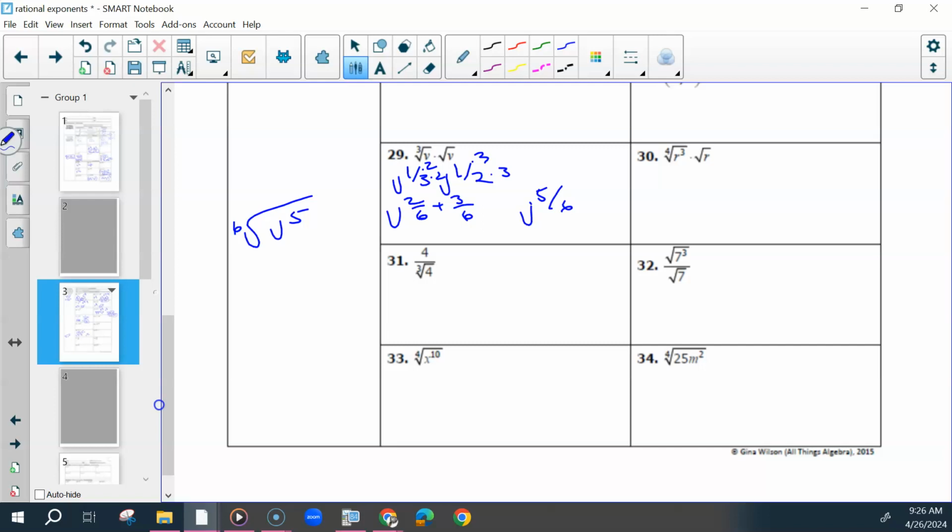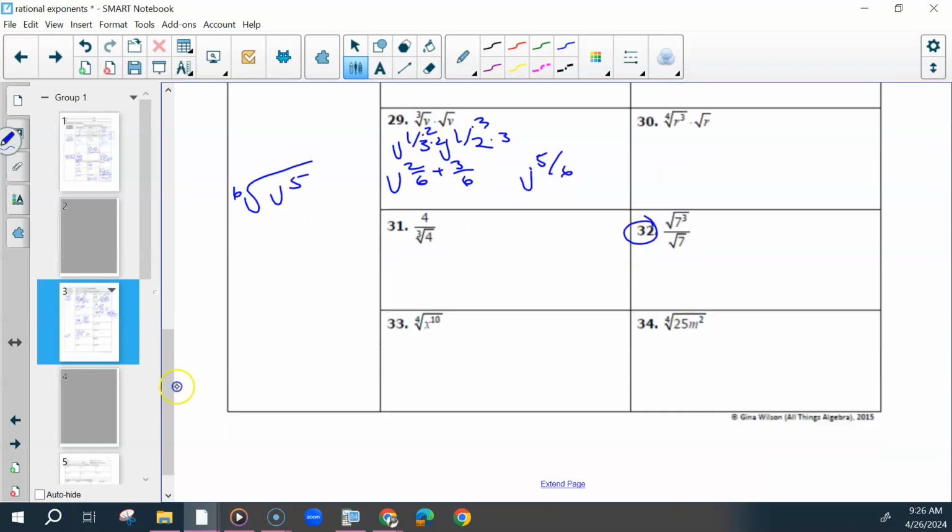Are there any others, 30 through 34, we want to see you go over, have questions about? 32. Okay. Same thing, let's rewrite these into exponential form. How would I write the square root of 7 to the 3rd power?